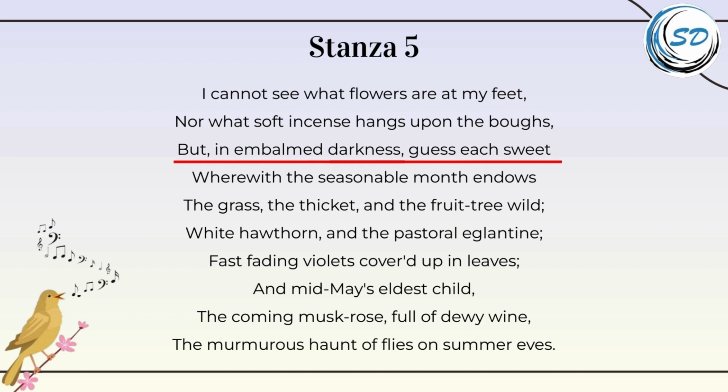Despite not being able to see the flowers directly, the poet imagines and guesses the presence of each delightful scent that the season has bestowed upon nature. He personifies the month, attributing it with the ability to endow various elements of the landscape with sweetness. The grass, the thicket, and the fruit tree wild are all imbued with the sense of their respective blooms, contributing to the sensory richness of the nightingale's world.